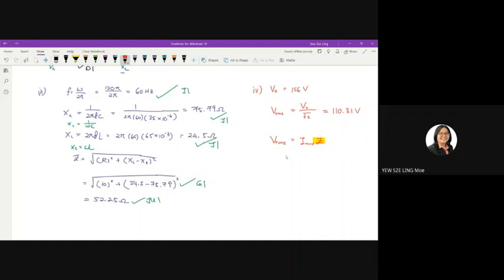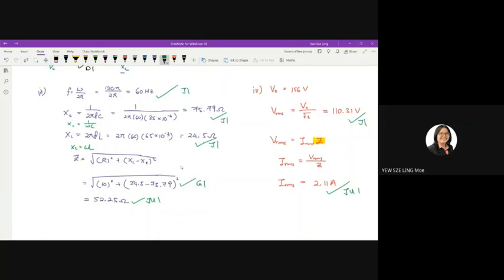So rearrange the equation. IRMS is equal to VRMS over Z. Plug in the value, your IRMS is equal to 2.11 ampere. So for this question, if you got the VRMS correct, you got J1, and then the final answer with the right unit, JU1, right? JU1.